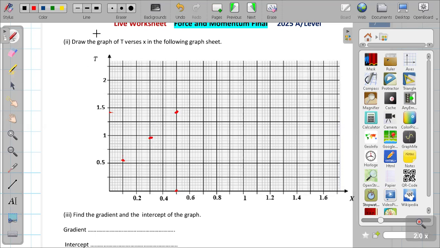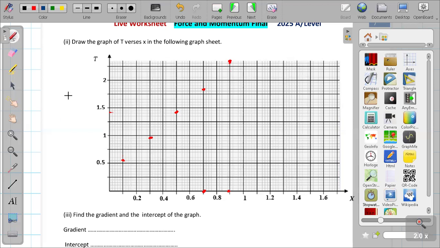Then 0.7, and 1.8 means somewhere here. Then the last one, 0.9 and 2.4. For 2.4, there is no space for marking.